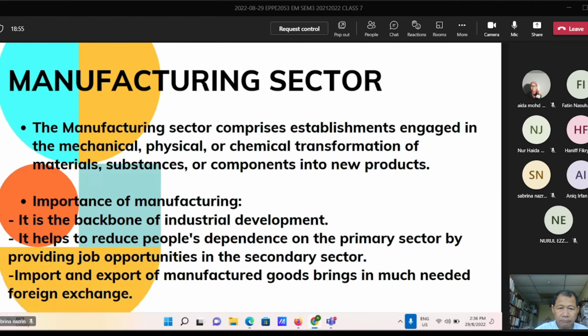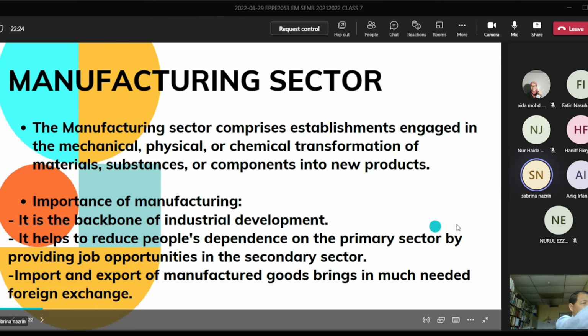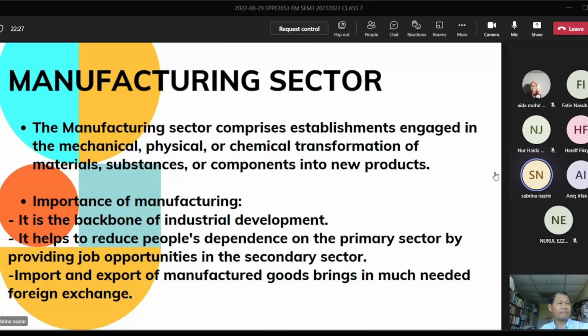Okay, the first slide is about the manufacturing sector. The manufacturing sector comprises establishments engaged in the mechanical, physical or chemical transformation of material substances or components into new products. The importance of manufacturing: the first one, it is the backbone of industrial development. It helps to reduce people's dependence on the primary sector by providing job opportunities in the secondary sector. And the last one is the import and export of manufactured goods, bringing in much needed foreign exchange.